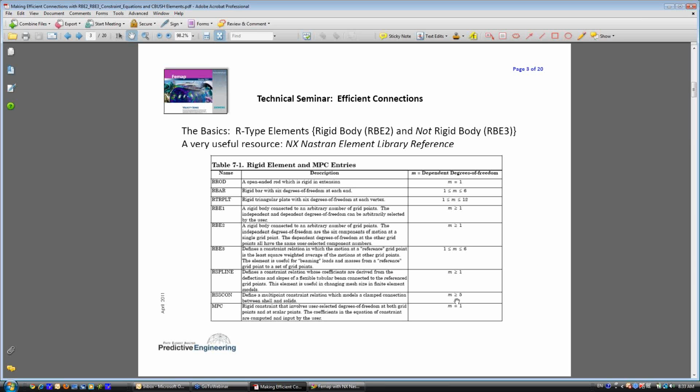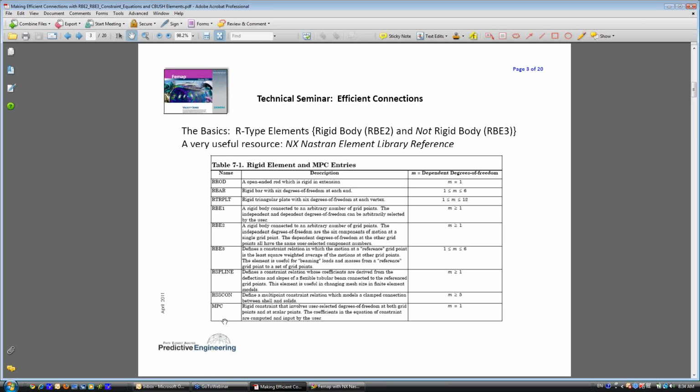Page 3. When Nastran introduces this in the element library reference, I don't find it very helpful. They throw all this terminology at you: rigid element and MPC entries. And the only ones I really recognize are RBE2 and RBE3. The R-rod and R-bar, I recognize, but the rigid triangular plate I've never used. RSPLINE, never used. RSCON, and multipoint constraint, just vaguely.